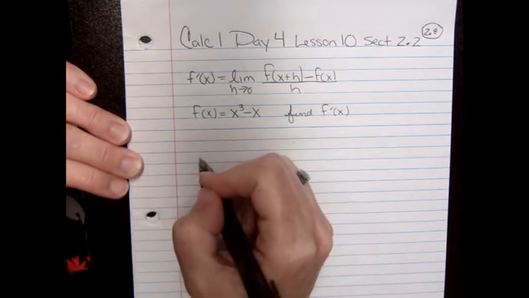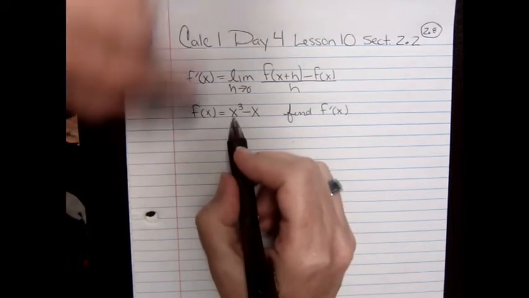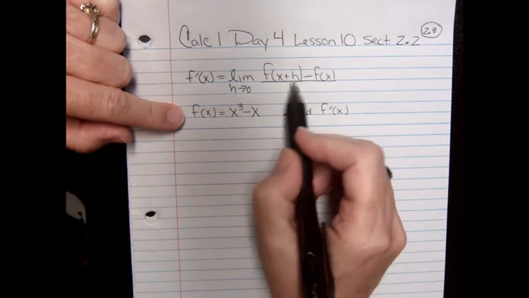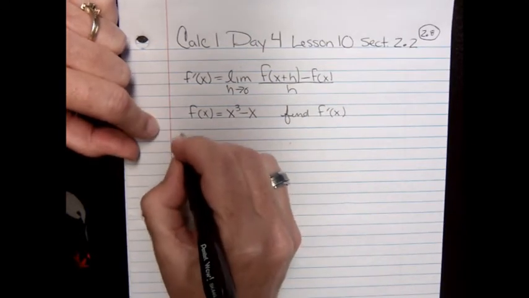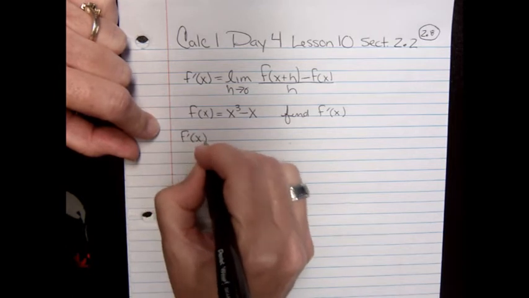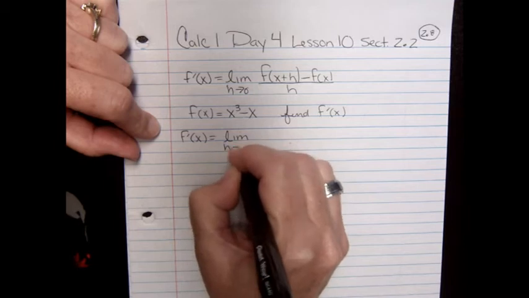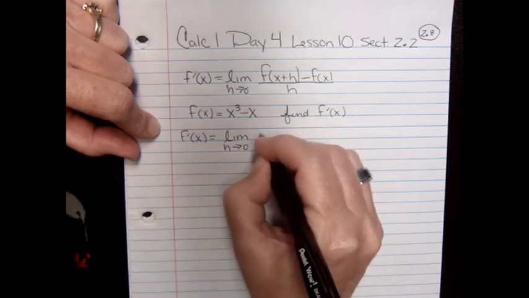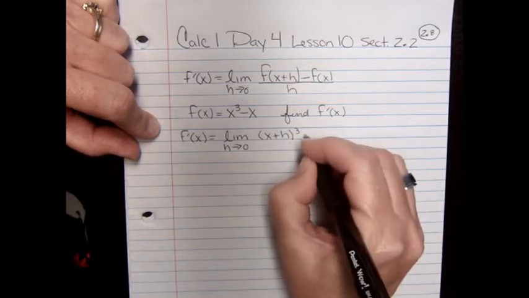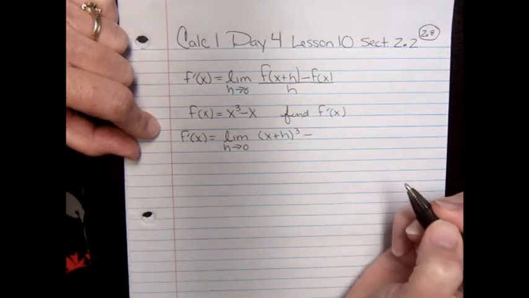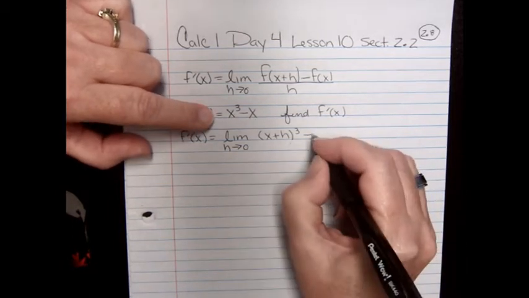Okay, so we're going to use the formula to do that. So let's go ahead and move down here. We see here is our function. We're going to replace everything with x plus h. So now I have f prime of x equaling the limit as h approaches 0 of x plus h cubed minus x plus h.